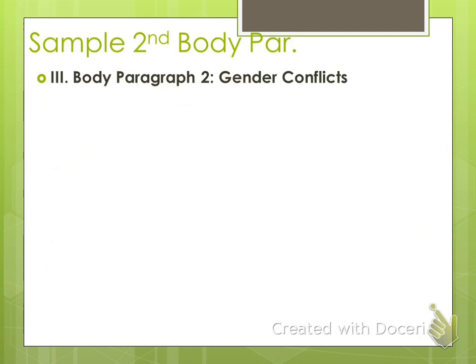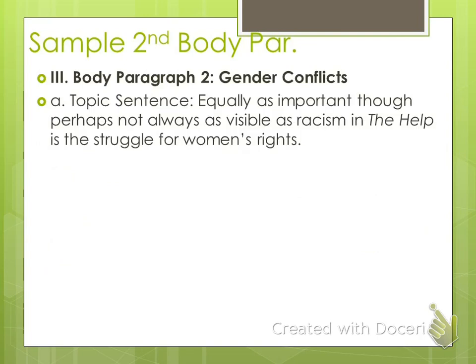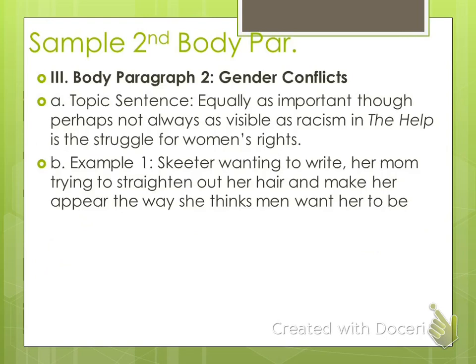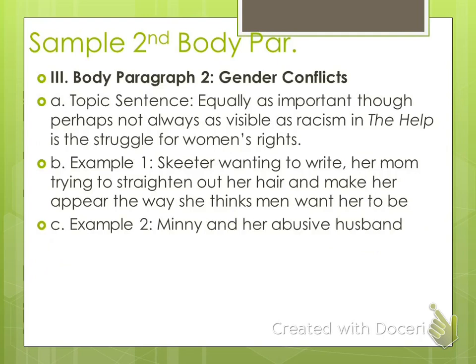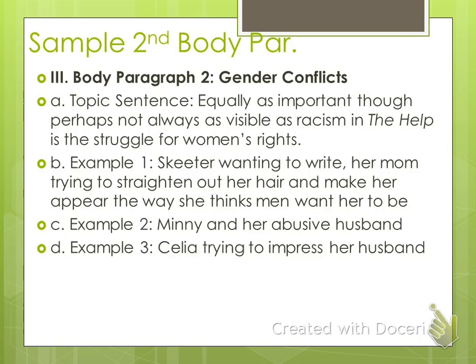Second body paragraph, maybe I would then take it to the gender conflicts. I would talk about, with my topic sentence, equally as important though perhaps not always as visible as racism in The Help is the struggle for women's rights. Some examples I could give would be number 1, Skeeter wanting to write, her mom trying to straighten out her hair and making her appear the way she thinks men want her to be. I could talk about Minnie and her abusive husband. I could talk about Celia trying to impress her husband. Okay, and that's enough. So those 2 body paragraphs that are full of examples give me more than enough to talk about the setting within this novel.